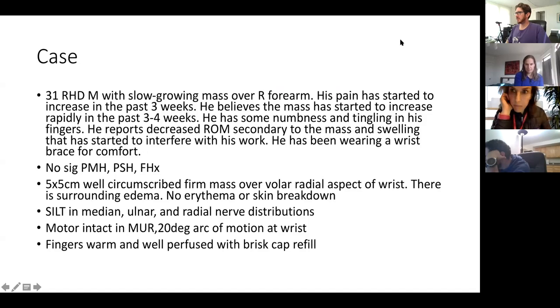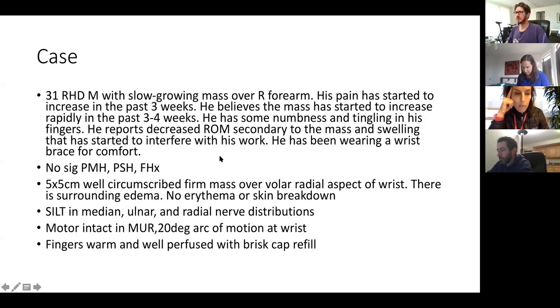Let me minimize this so I can actually read. A 31-year-old who's had a right forearm mass. He says it's been going on for several months, but growing over the past few weeks. Some numbness and tingling in his fingers, obviously limited range of motion. He's been wearing a wrist brace for comfort. Initially thought it was just carpal tunnel, otherwise healthy.